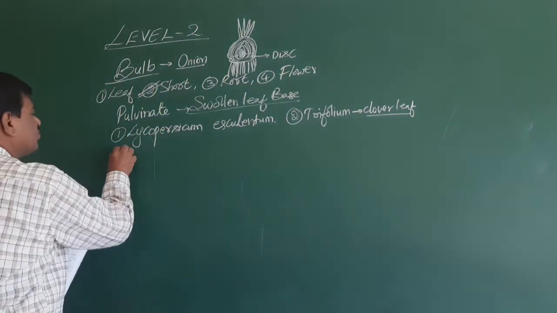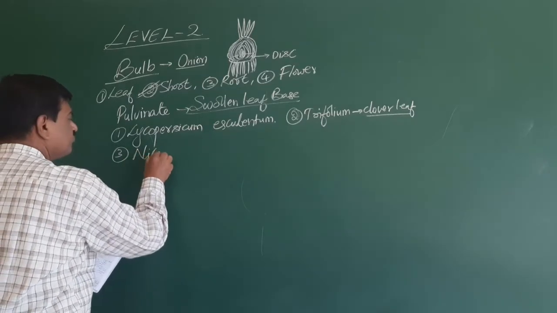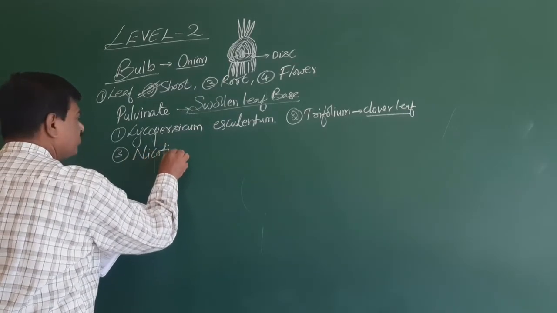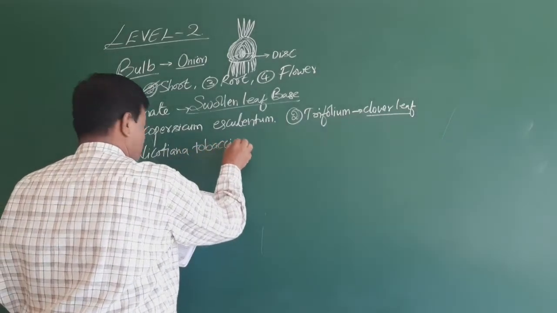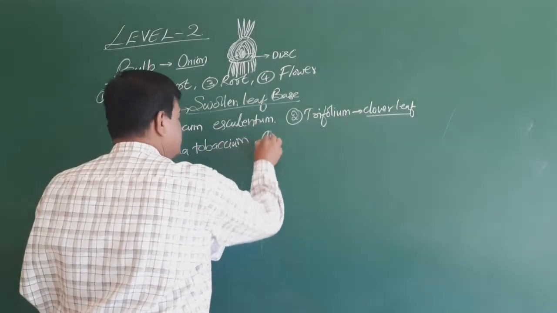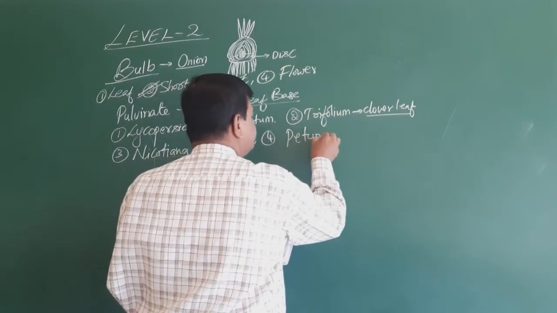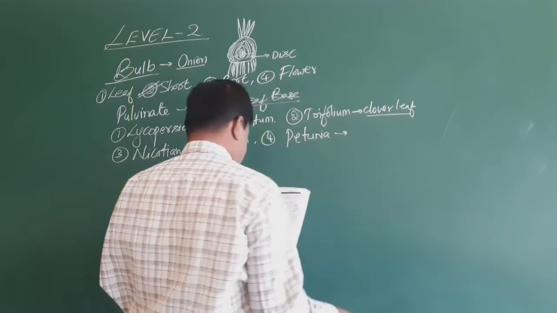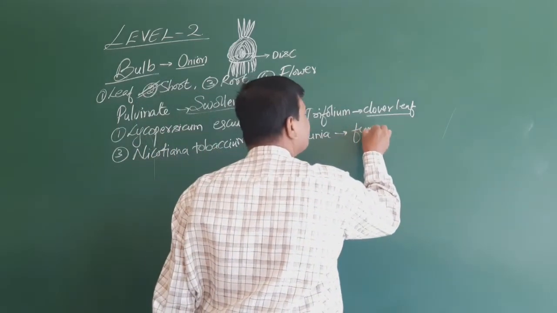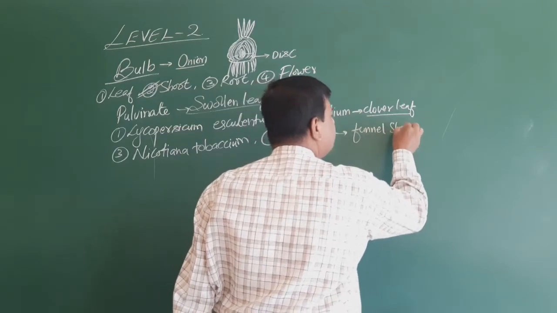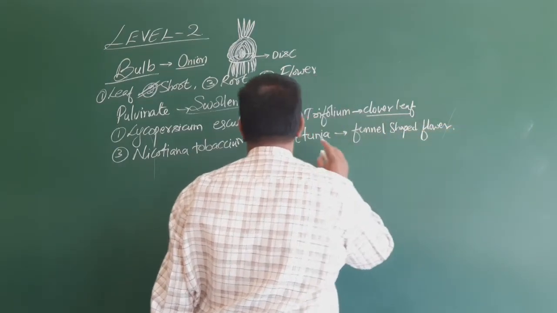The third one is called Nicotiana tabacum. And the fourth one is Petunia. This Petunia is nothing but funnel shaped flowers. It has funnel shaped flowers. This is called Petunia.